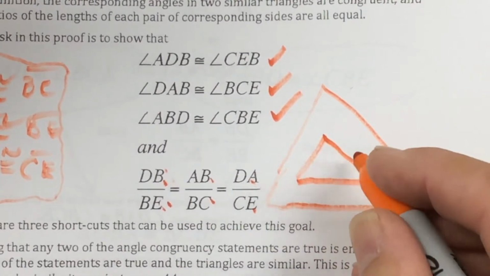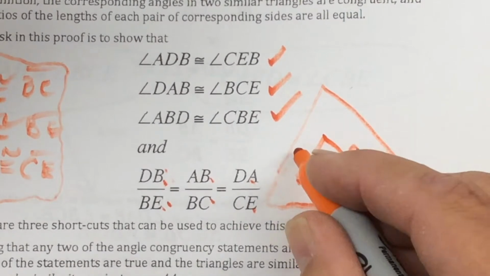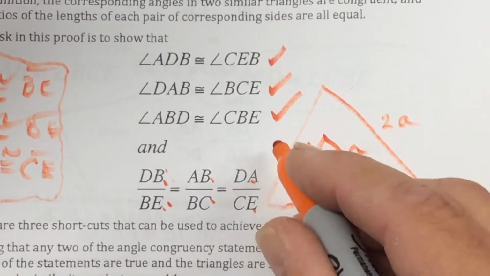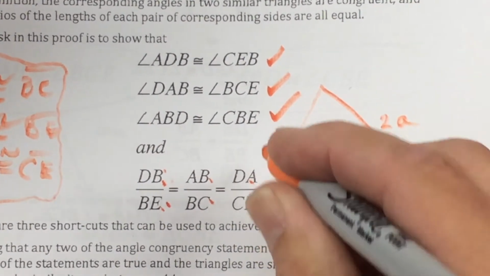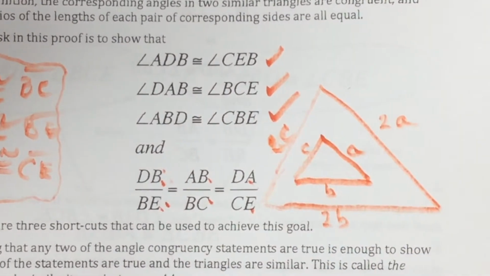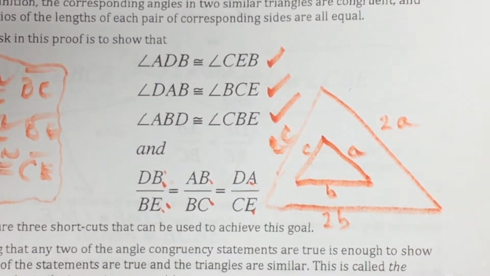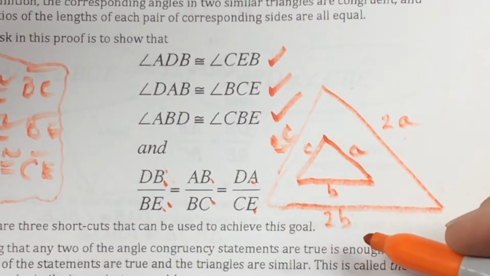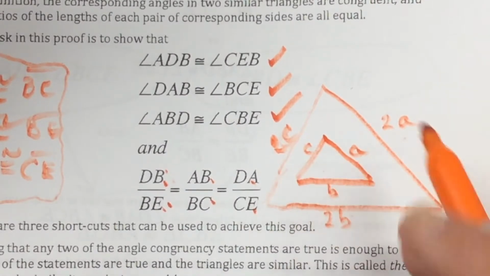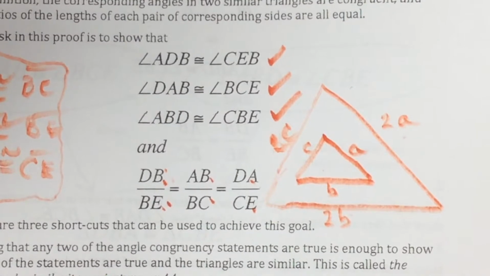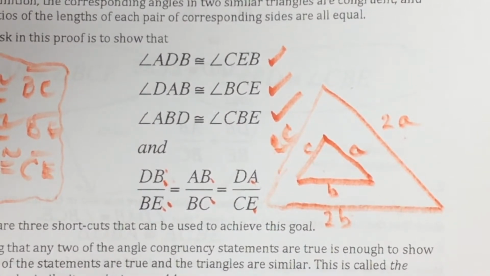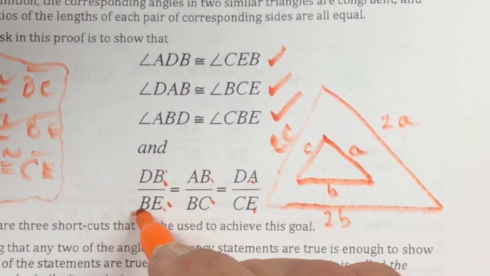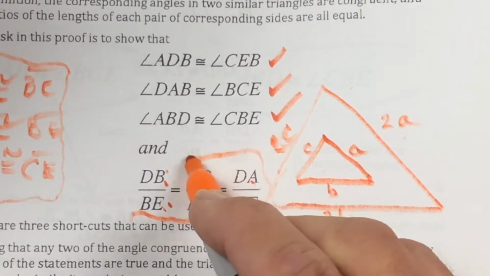What does that mean? That means that whatever the side lengths are here, A, B, and C, this is going to be 2A. This is going to be 2B. This is going to be 2C. Okay? And that means if you take this side and divide it by this side, you get 2. If you take this side and divide it by this side, you get 2. If you take this side, divide it by this side, you get 2. It's the zoom factor. If it's greater than 1, it's getting bigger. If it's less than 1, it's getting smaller. But it's the zoom factor, or the scale factor. That's what this is.